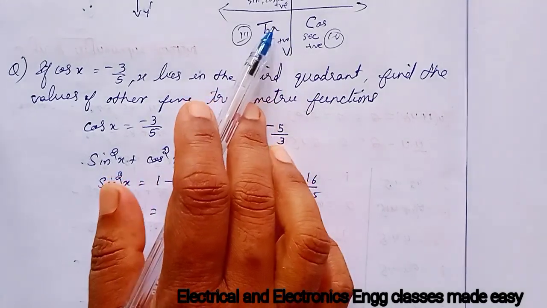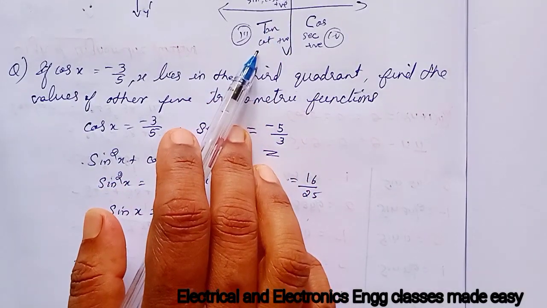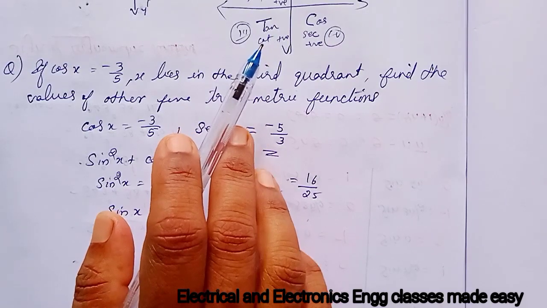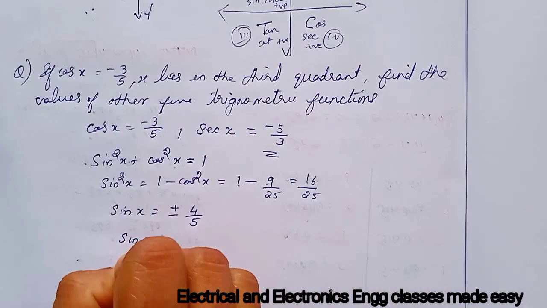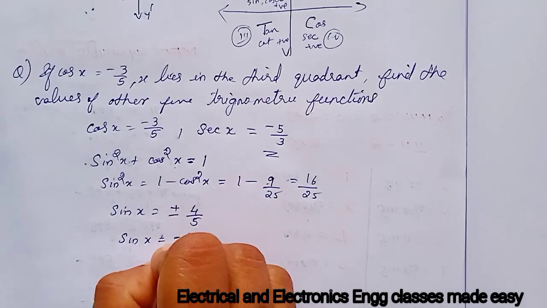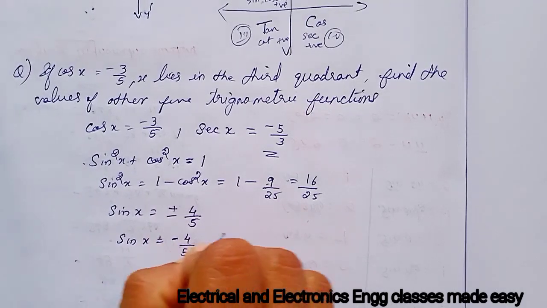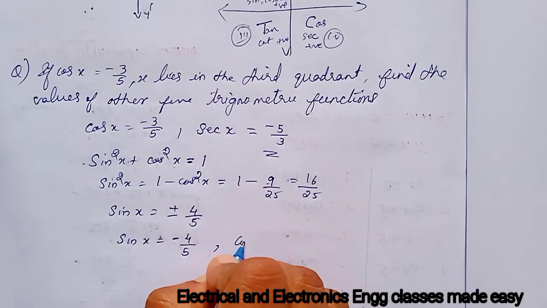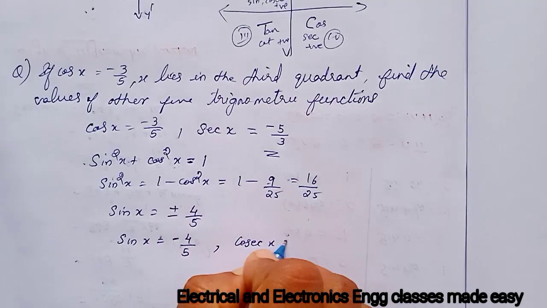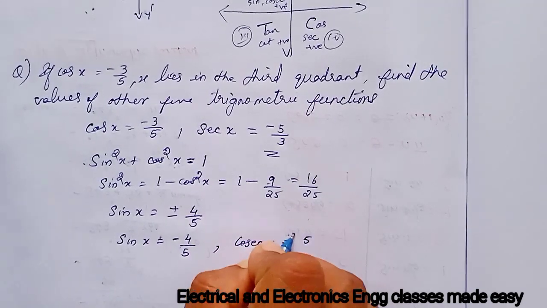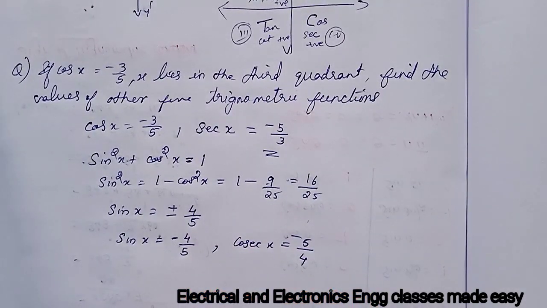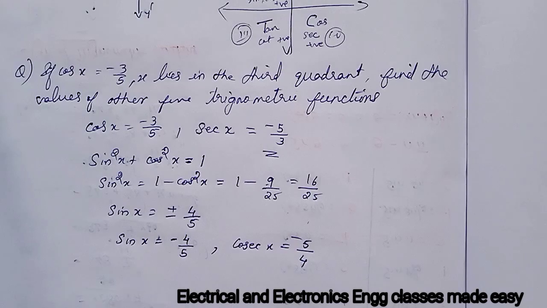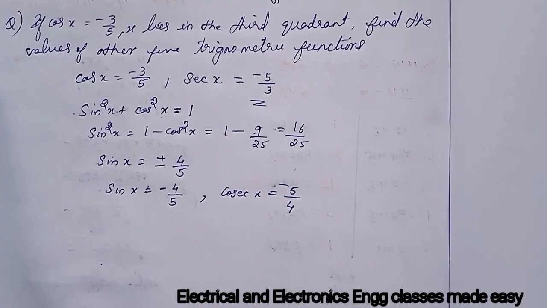So in the third quadrant, sin is negative. So we can write sin x is equal to minus 4 divided by 5. From this we can write cosec x is equal to its reciprocal, that is minus 5 divided by 4. Now we have to find tan and cot.